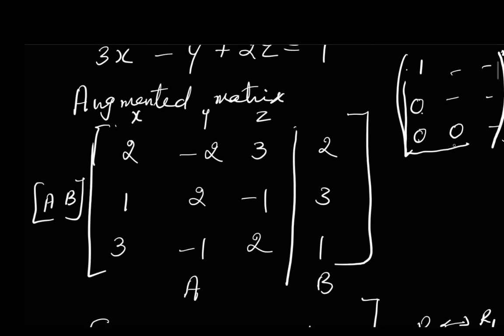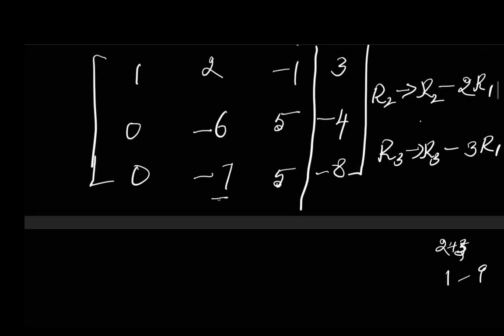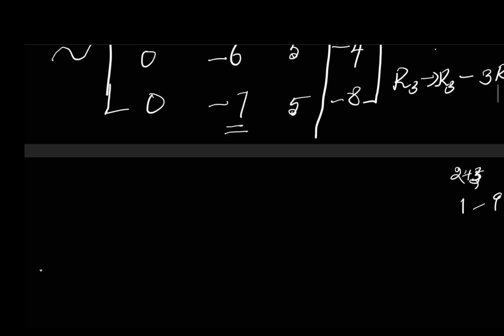And one more step you have to do. In the third row, second entry should be 0. That is, I have to make this minus 7 place as 0. And this is equivalent to the previous matrix. Again you find one more equivalent matrix.